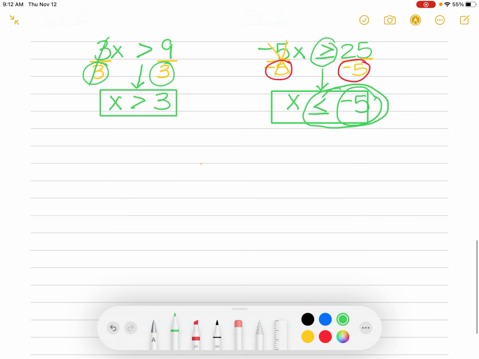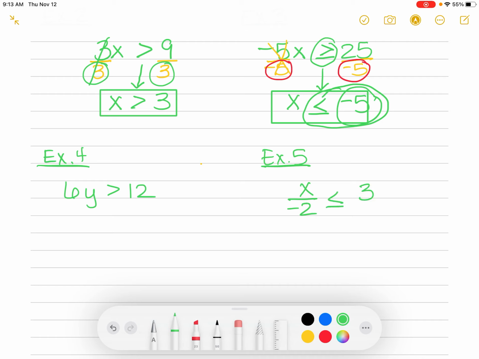Actually, you know what we're going to do? Let me do a couple where you do them on your own. So I'm going to just make up one here. Let's do 6y is greater than 12. And let's do one more. X over negative 2 is less than or equal to 3. Okay, solve both of those. Hit pause, solve both of those, and then come back.